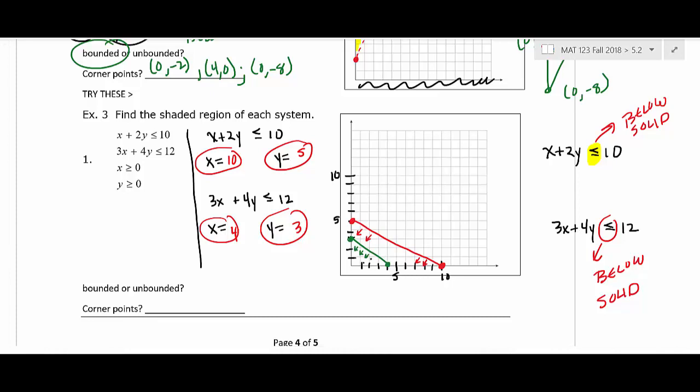If you're below that and below that, where are you? You're there. You're in that little triangle. That's what you should have come up with. So you have to be below both lines at the same time. So that's your feasible region right there.